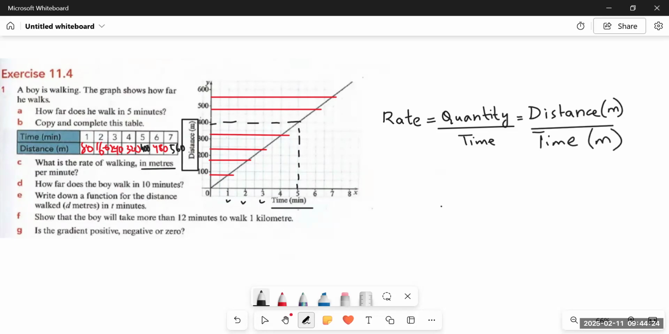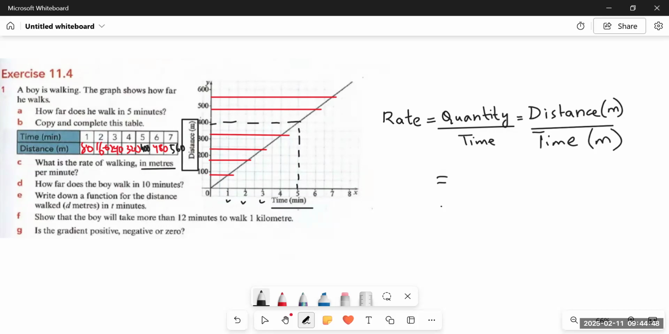Meter per minute means meters upon 1 minute. How many meters is the boy going to walk in 1 minute? That's what we have to find. And how can we find it? We will take any of the quantities from the table and we'll get the constant answer.